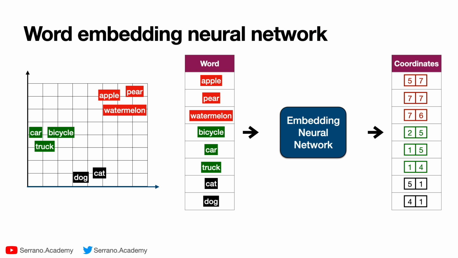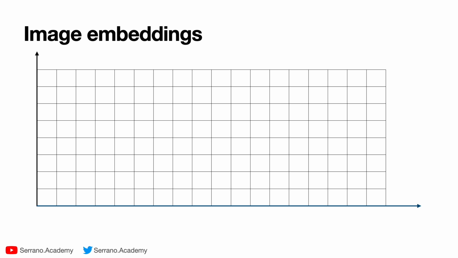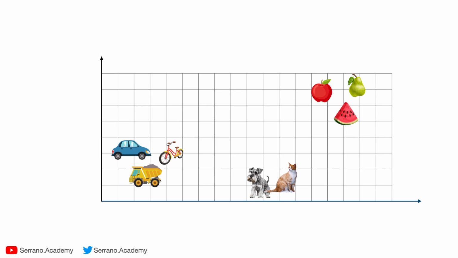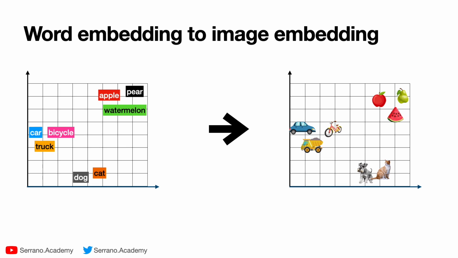Now, we have word embeddings, but we also have image embeddings. And an image embedding is very similar. It's actually a way to locate images in the plane. So here I have the image of an apple, a pear, a watermelon. Here I have the images of a car, a bicycle, and a truck. And over here I have the images of a dog and a cat. So again, every image gets associated with two coordinates in the plane. And in real life, this would be hundreds or thousands of coordinates, but I'm going to see them as two. And so what do we have? Well, on the left, we have word embeddings, and on the right, we have image embeddings.